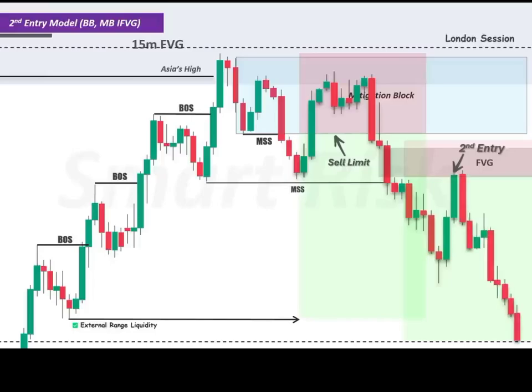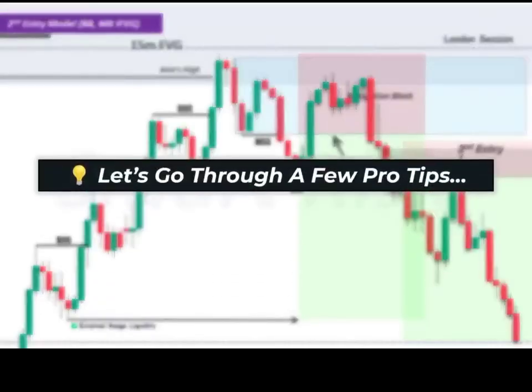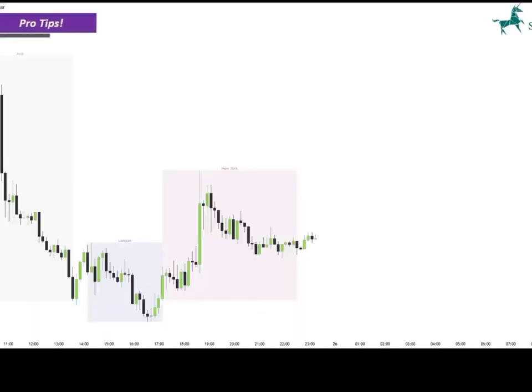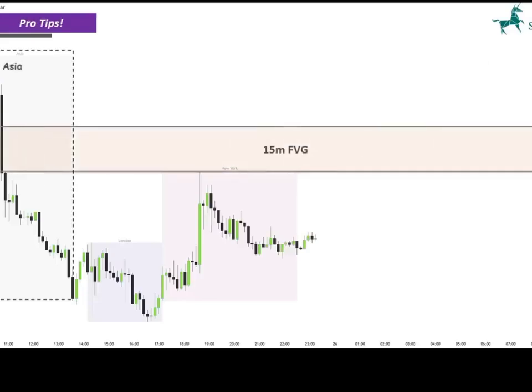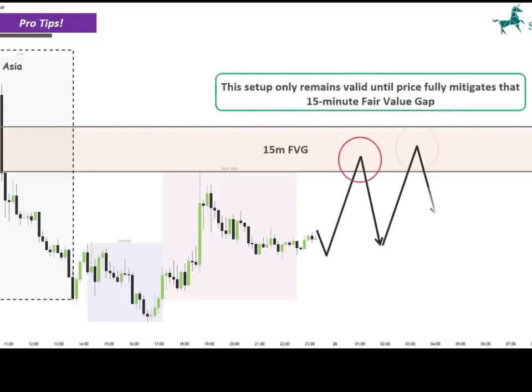Now, before going any further, let's go through a few pro tips. Usually, the higher time frame fair value gap forms after price experiences a strong move during the previous day's session, or over the past few sessions. Also, this setup can remain valid every time price sweeps a previous session high and fills the higher time frame fair value gap. But keep this in mind.